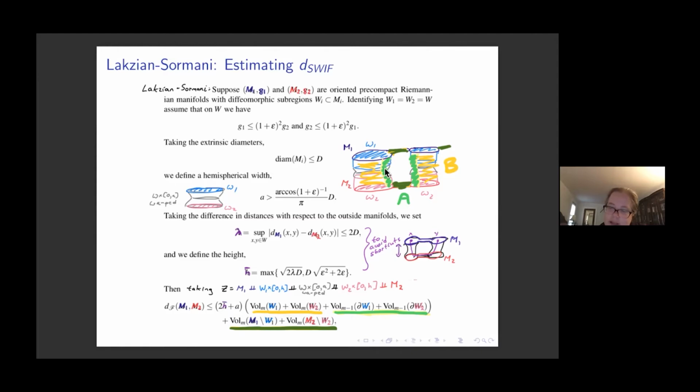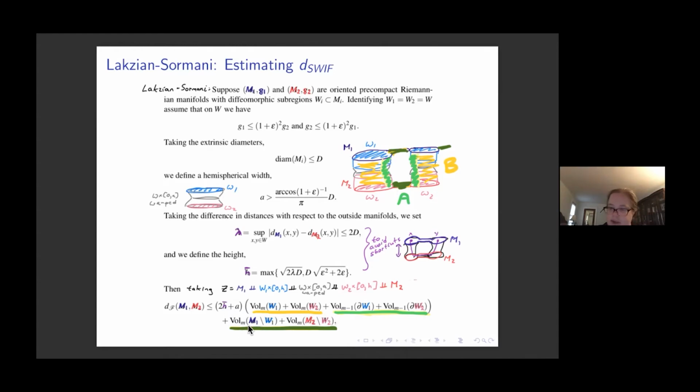And then we have to estimate this part of the volume of A, which is the part that is from the boundary where we cut W1 off from M1 and we cut W2 off from M2. And we have to cross that for the full height. And so that's the boundary of W1 and the boundary of W2 added up times the heights. That's the volume of this light green area.